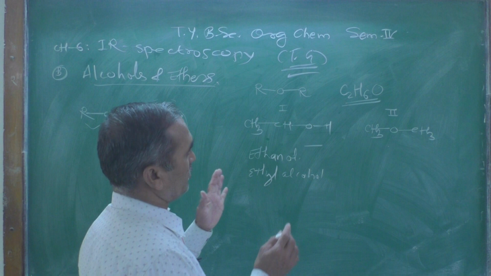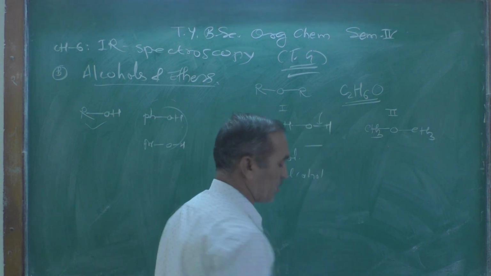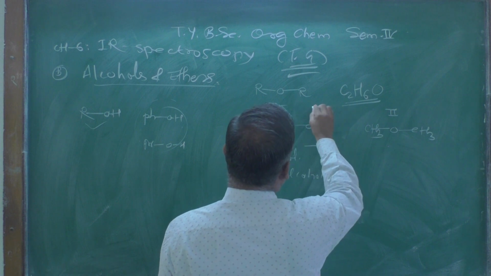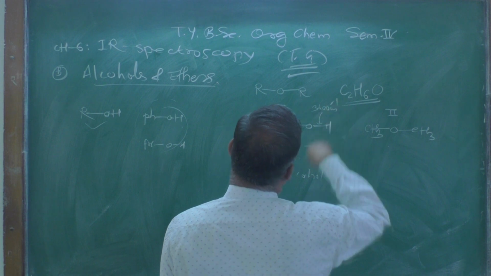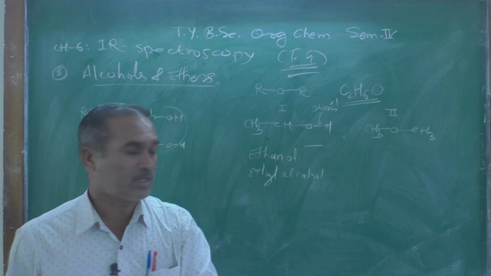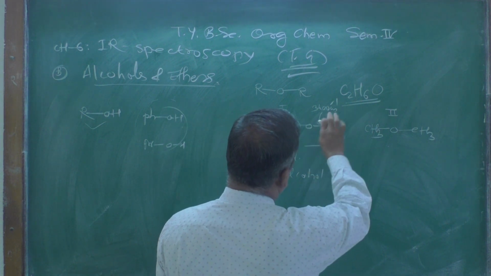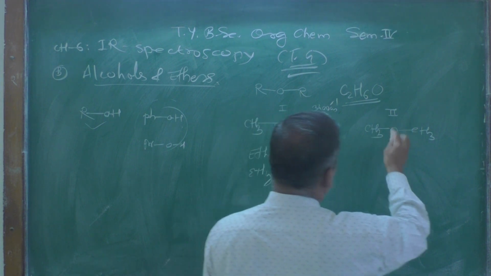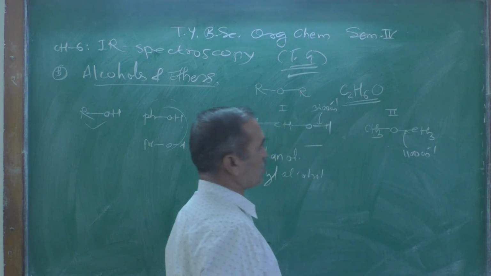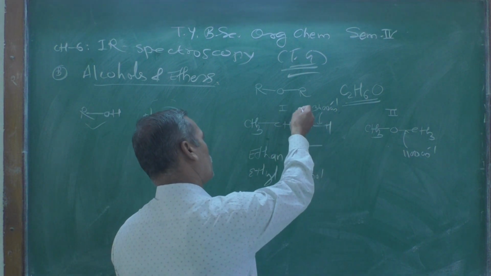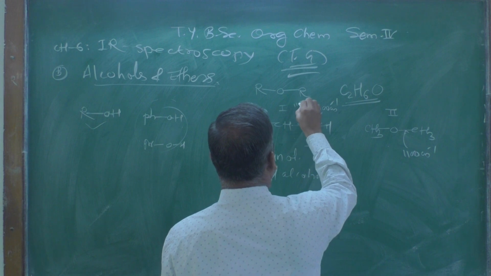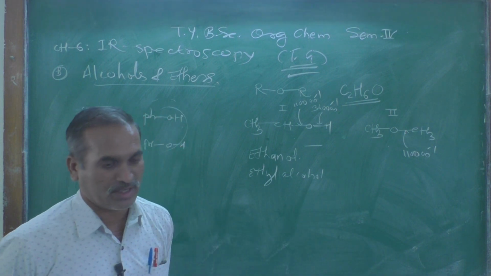Now here, look at the OH stretching frequencies. The prominent peak, or the significant peak, observed here due to OH is near about 3400 per centimeter. And in addition to that, another peak is observed. In the ether case, only one peak is observed, around 1100 per centimeter, due to the CO stretching frequency. And here in ethanol, two peaks are observed, one around 3400 per centimeter and one around 1100 per centimeter.